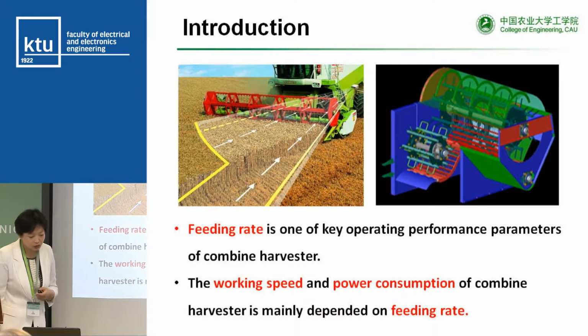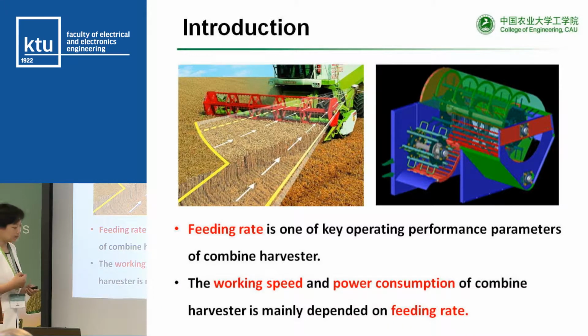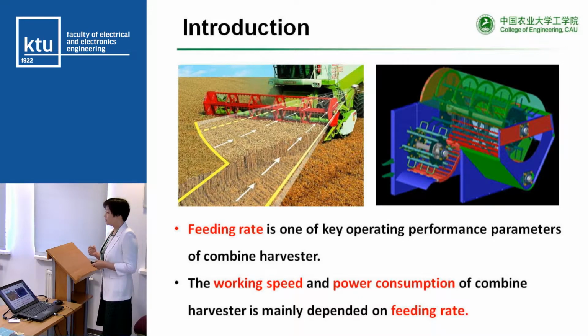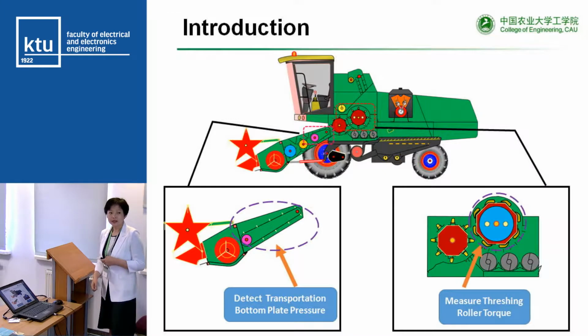And our work is to test the feeding rate, because the feeding rate is one of the key operating parameters of the combined harvester. The working speed and power consumption of the combined harvester depend on this parameter. It is a very useful parameter for the driver to control the working speed of the combined harvester.